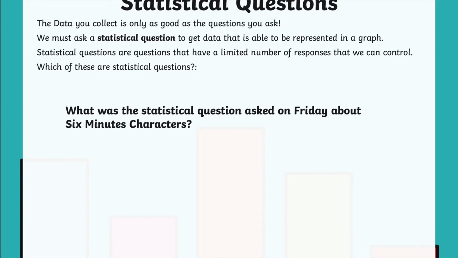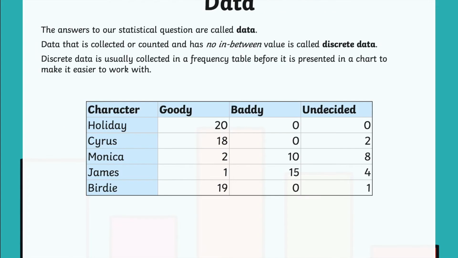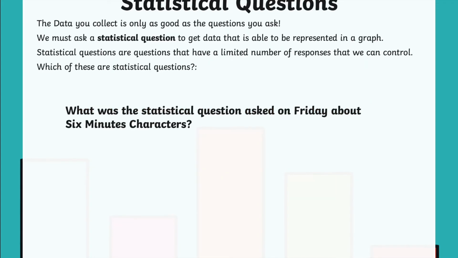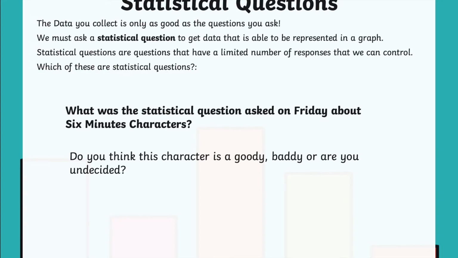What about the statistical question that you were asked on Friday? So when we did the Judgment Day activity on Friday and you had to tell whether characters were goodies, baddies, or undecided, what do you think the statistical question that was asked was? Have a think about that. And I'll give you a hint. It started with, do you think this character is? The statistical question that was asked on Friday would have been something like, do you think this character is a goodie, a baddie, or are you undecided?